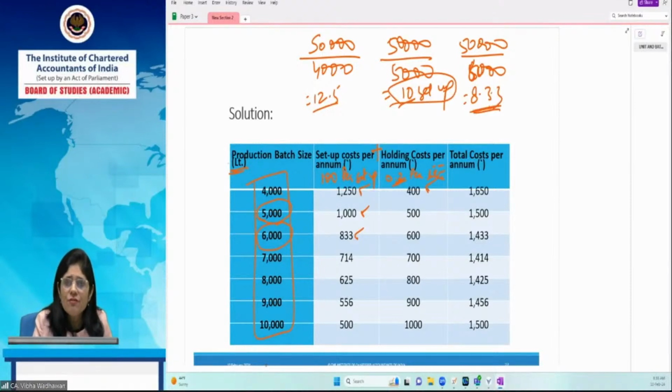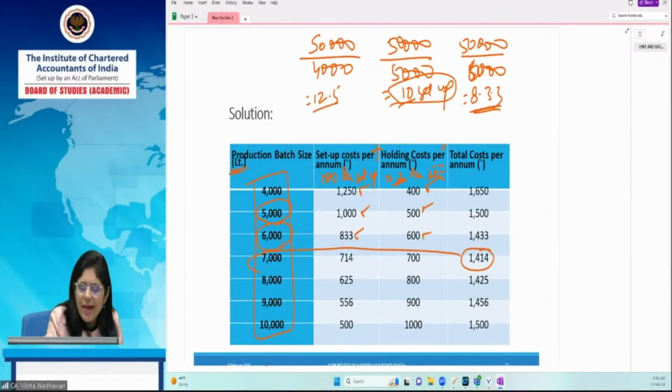Then half of the batch size is 2,500 into 0.2, it comes to 500. Half of the batch size is 3,000 into 2, you will have 600. So this is how you are calculating holding cost. All right. So setup cost plus holding cost gives you total cost. Now let's look for the minimum. This is the minimum. So this should be the batch size.